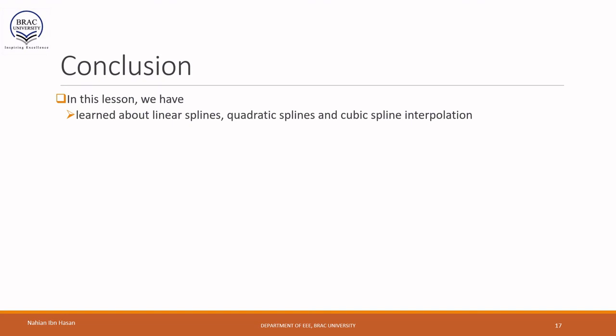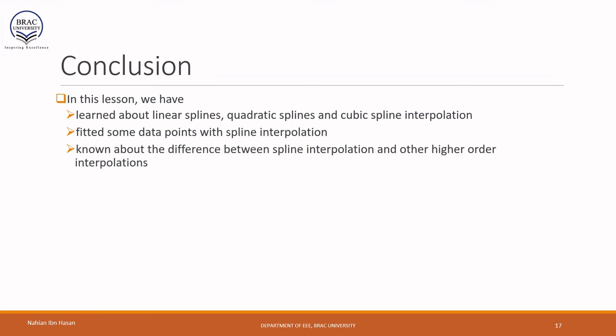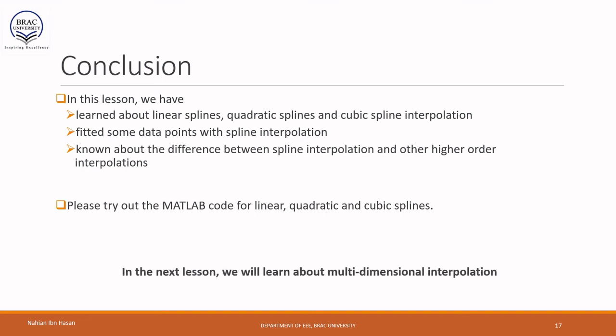In this lesson we have learned about linear splines, quadratic splines and cubic splines. We have seen how the unknown constants can be easily determined using specific conditions at each of the internal and boundary data points. We have also seen an example using quadratic interpolation, so you can easily extend that example for cubic spline or higher order splines, but higher order splines are not preferable here. Please try out the MATLAB code that I have attached in this video for linear, quadratic and cubic splines. Go through the details of the code. So that's the end of this lesson.